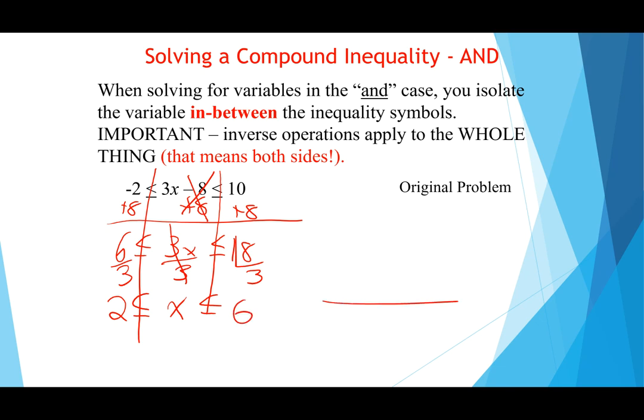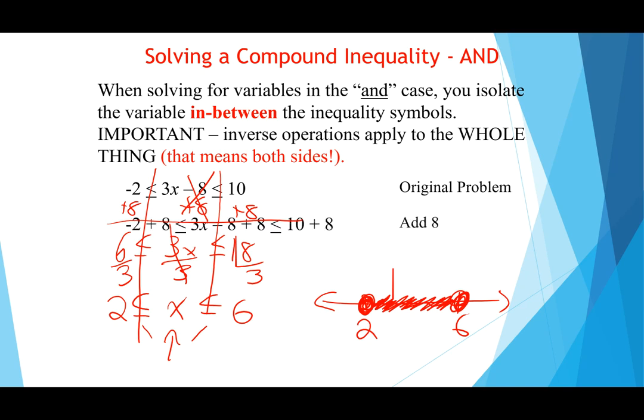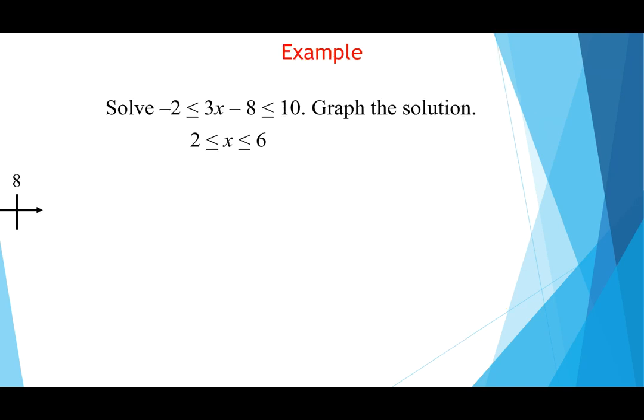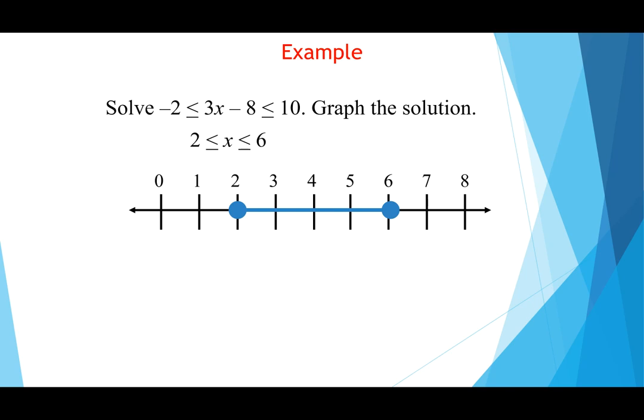And there's our answer, and we can graph that answer. From 2 to 6, it's both closed circles because they're both less than or equal to signs. And remember, it's an and inequality. X is between 2 and 6, so we're shading in between 2 and 6. It's bigger than 2 and less than 6, so it's somewhere between 2 and 6. Okay. Here's that graph one more time.